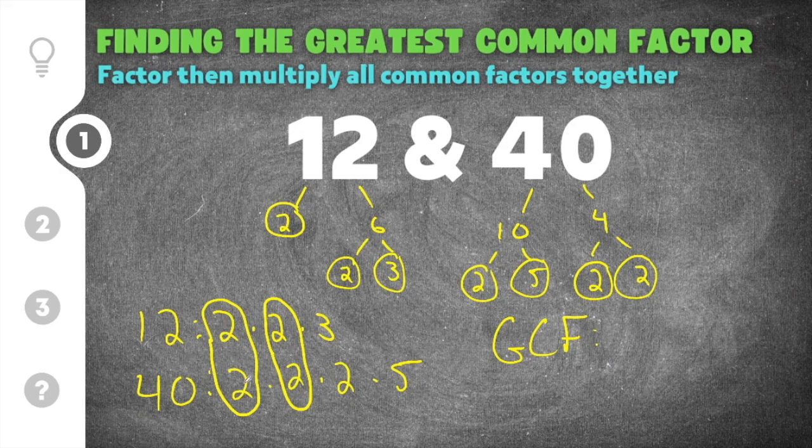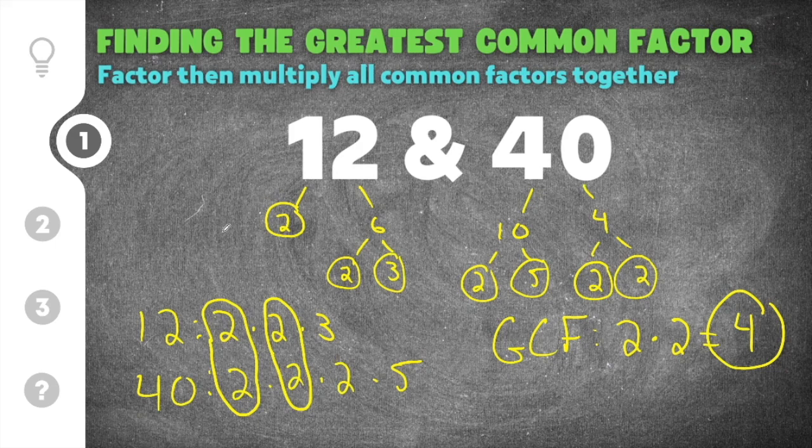So the only two factors I'm going to use are 2 and 2. We're going to say the greatest common factor is 2 times 2. And 2 times 2 is 4, so the greatest common factor between 12 and 40 is the number 4. And we got that by using the prime factors that the two numbers had in common. In this case, it's only 2 times 2.